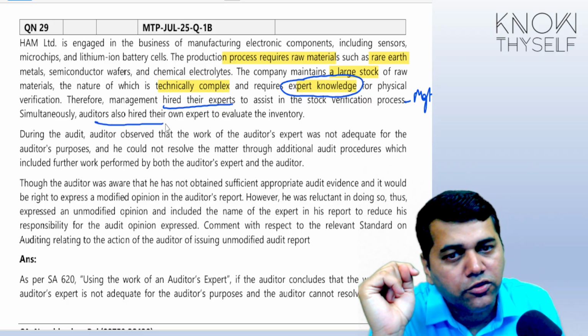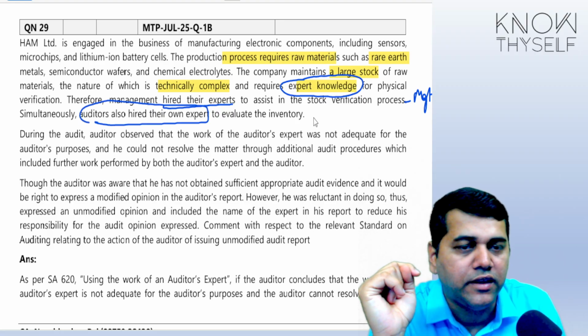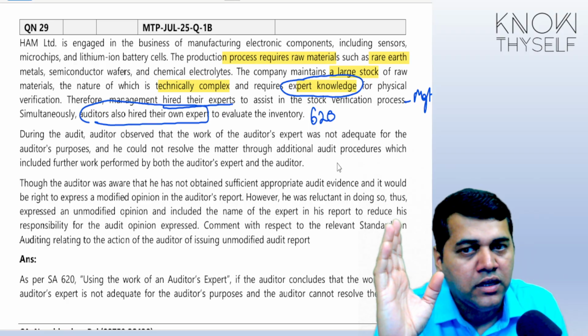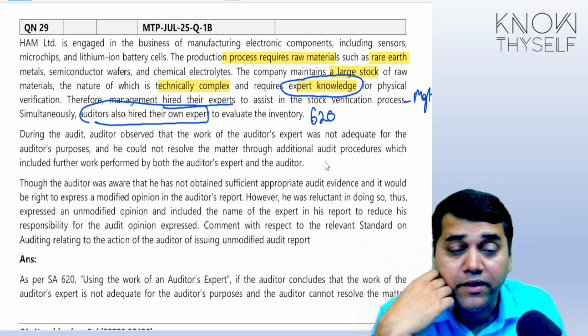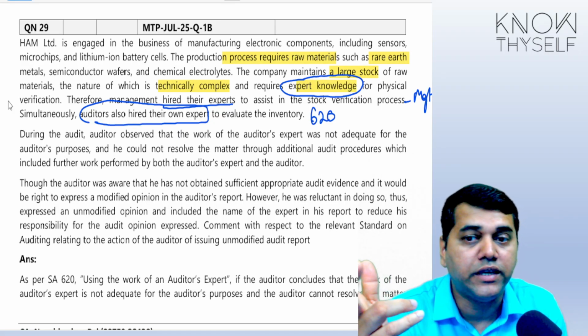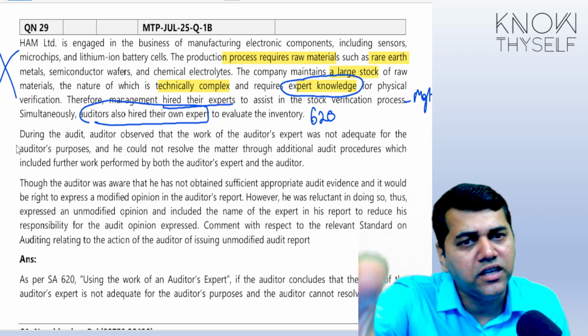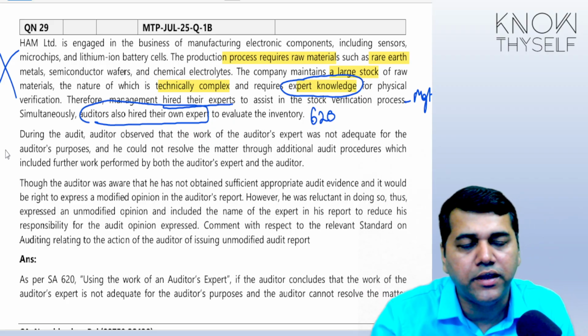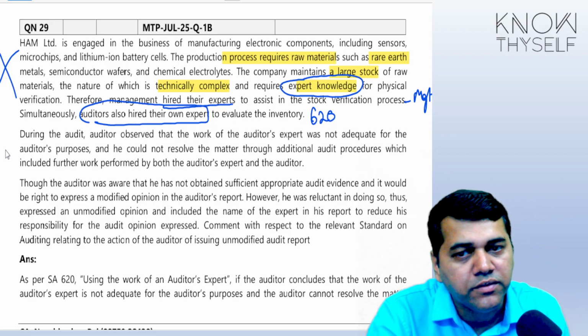Simultaneously, auditors also hired their own expert to evaluate the inventory. Yes, by now you are very clear that they are talking about SA 620. But in SA 620, there are seven requirements. Which requirement must they be talking about? Because we have already seen, we cannot trust this. Everything is the same. I just showed you one MTP. In one case, they asked about the written agreement. In another case, they are talking about adequacy.